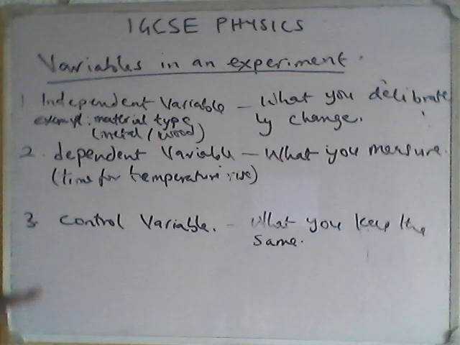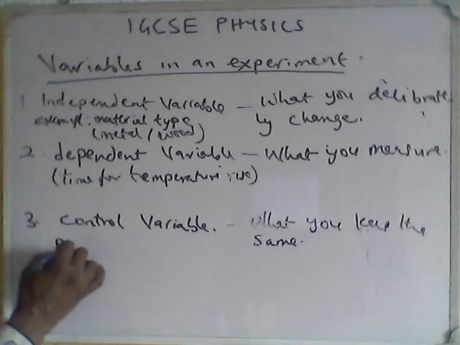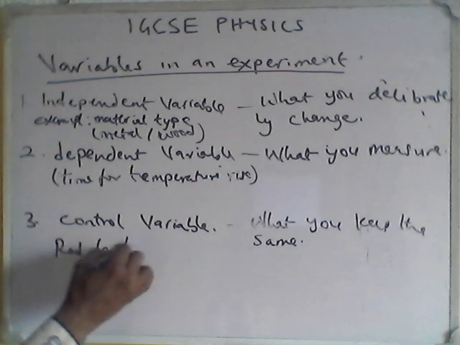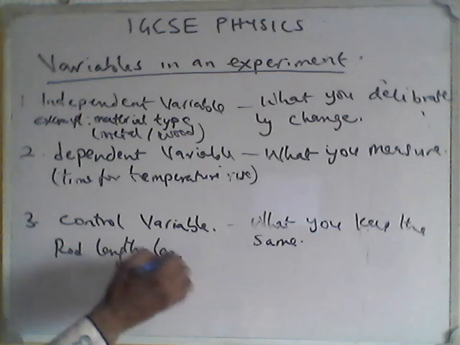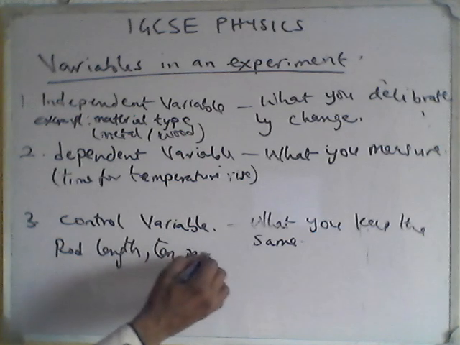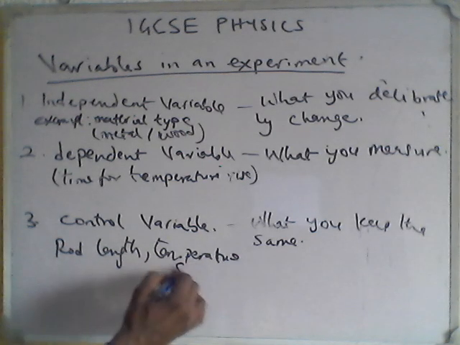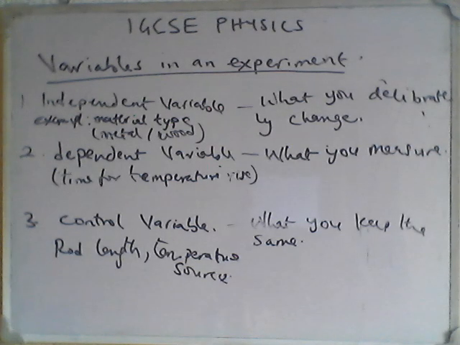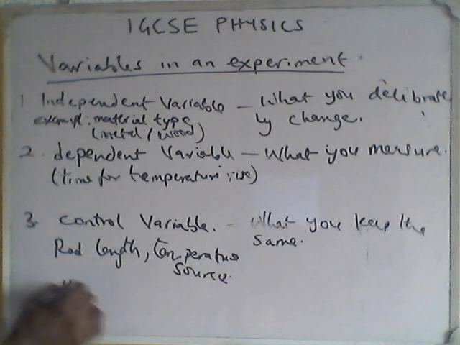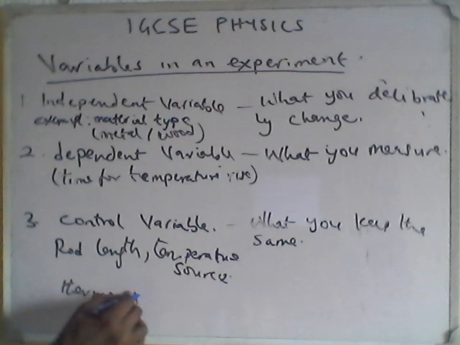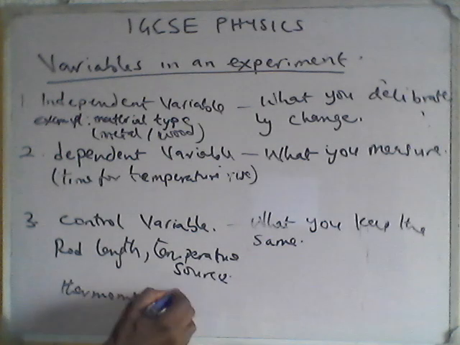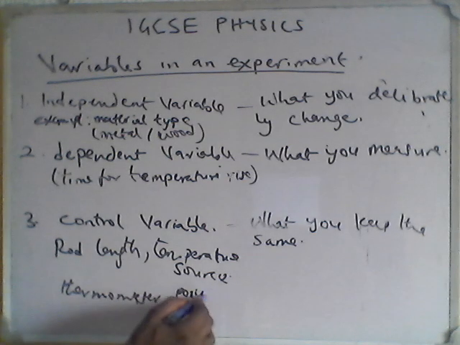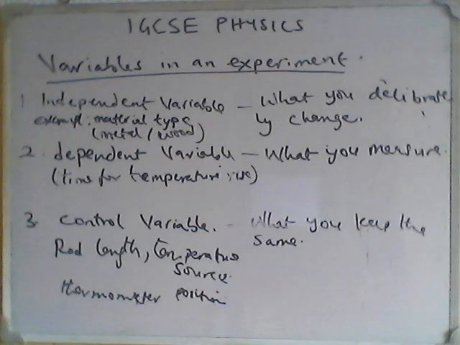Okay, so finally, the control variable is the length of rod. For instance, the rod length does not change. Temperature source: I must make sure that my source of temperature is constant. You understand? Thermometer position. All these things are examples of control variables. Okay.